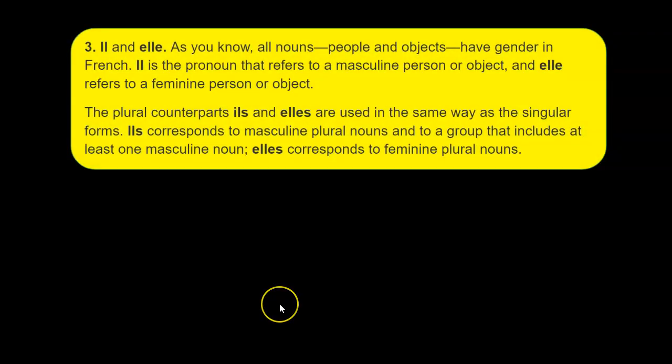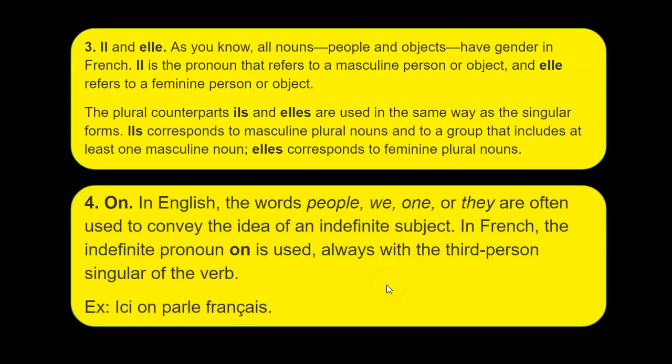Il and elle. As you know, all nouns, people, and objects have gender in French. Il is the pronoun that refers to a masculine person or object, and elle refers to a feminine person or object. The plural counterparts, ils and elles, are used in the same way as the singular forms. Ils corresponds to masculine plural nouns and to a group that includes at least one masculine noun. Elles corresponds to feminine plural nouns.